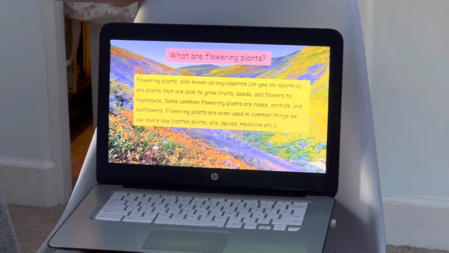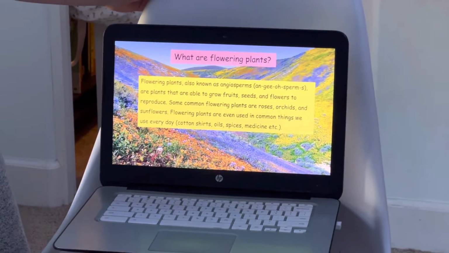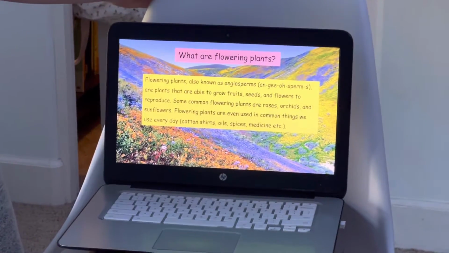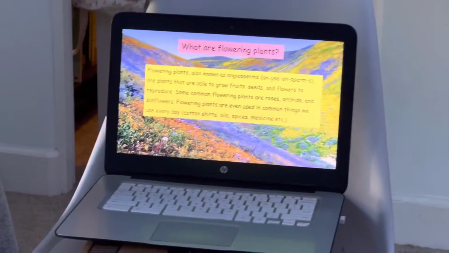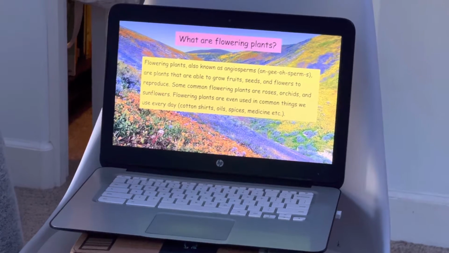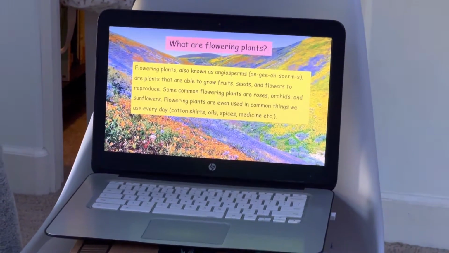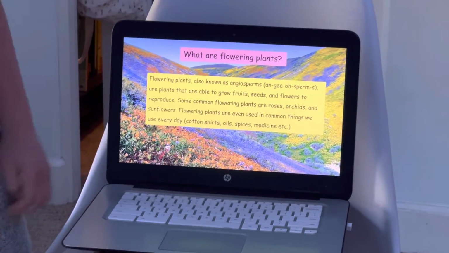Flowering plants, also known as angiosperms, are plants that are able to grow fruit, seeds, and flowers to reproduce. Some common flowering plants are roses, orchids, and sunflowers. Flowering plants are even used in common things we use today: cotton shirts, oils, spices, medicine, etc.